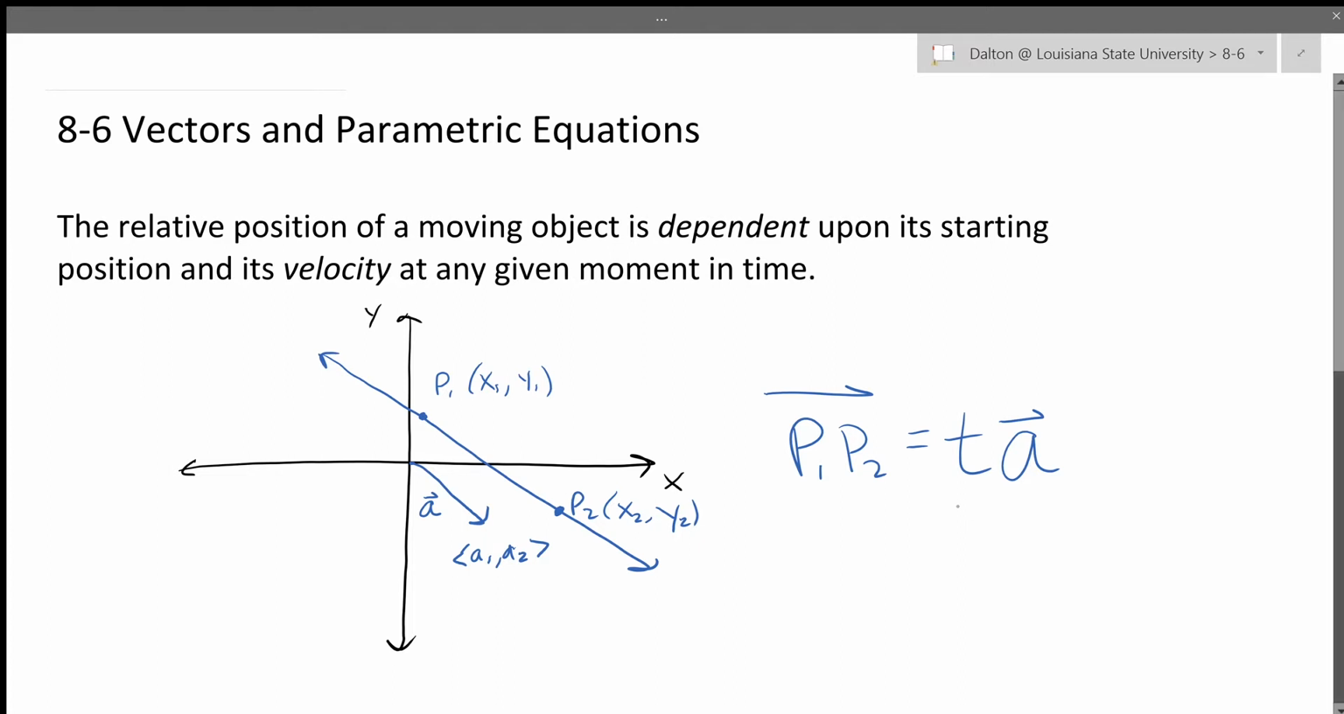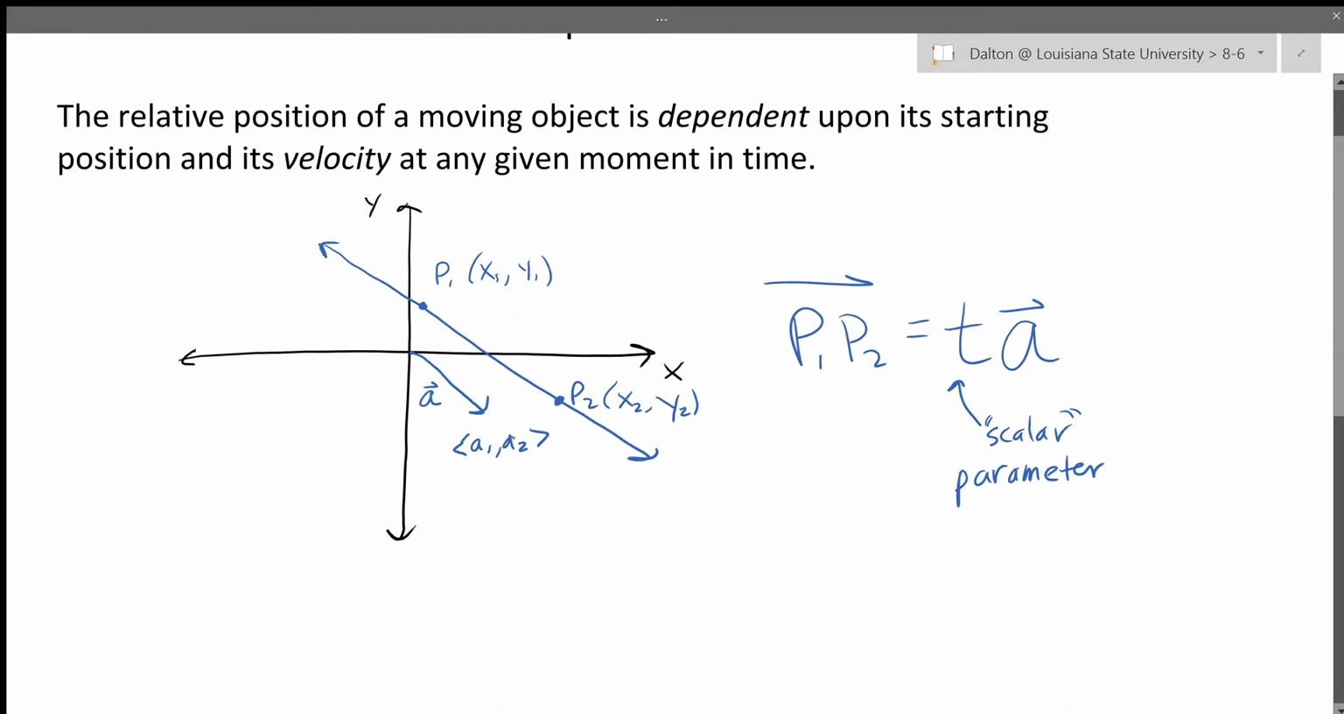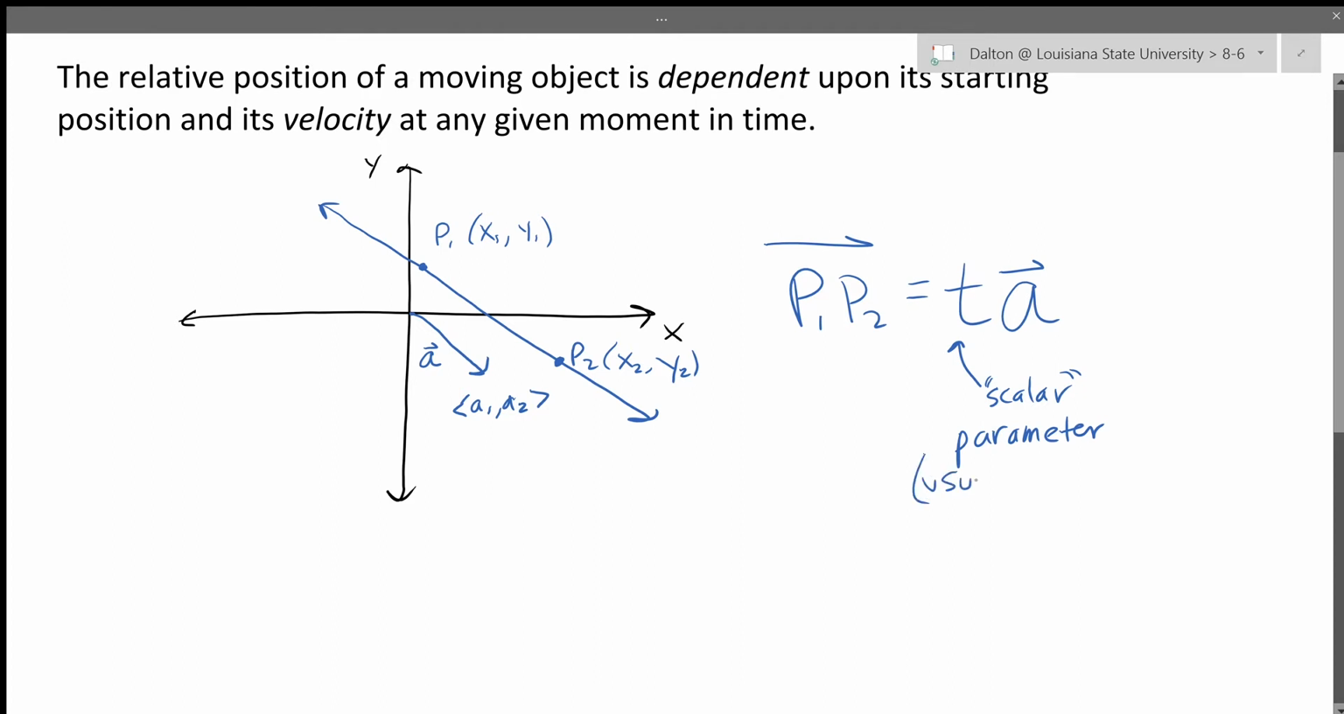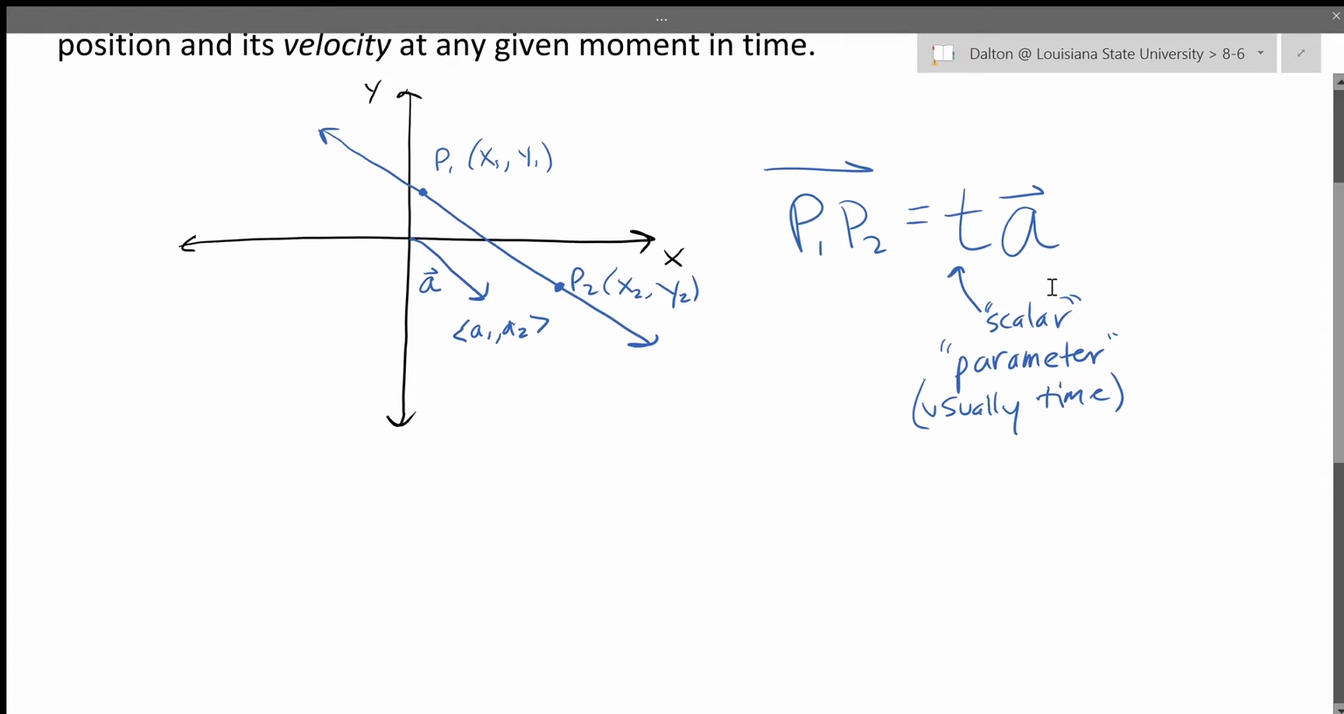Okay, now t in this case is our scalar, right? It is also called the parameter. Usually it stands for time, which is why they chose the variable t. Okay, so notice both sides of this equation are a vector, right? Vector P1, P2, vector A. So I could expand each of these and write an equation.